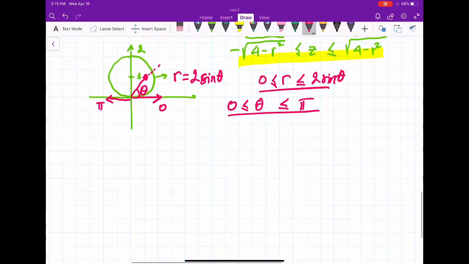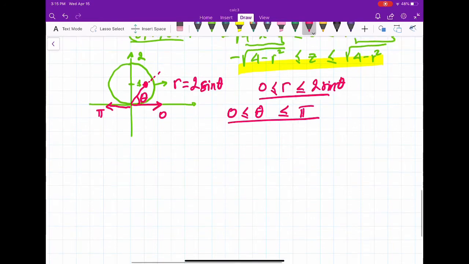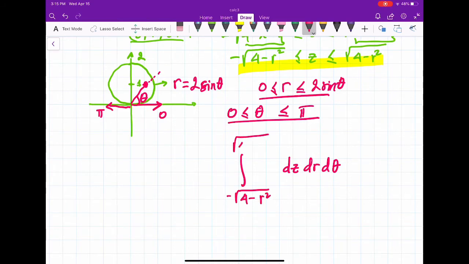Now we need to rewrite the integral. I choose the order dz, dr, d theta. For z, I have negative square root of 4 minus r squared to square root of 4 minus r squared. And for r, I have 0 to 2 sine of theta. And for theta, I have 0 to pi. And don't forget, we have r in this case.